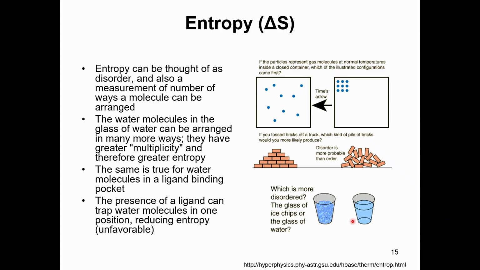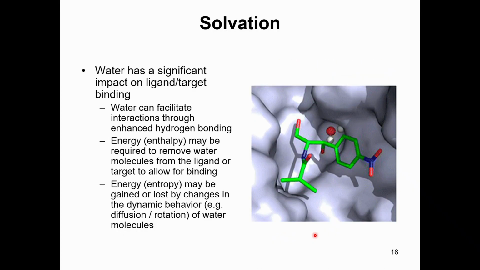Here's a glass of ice. Here's a glass of water after the ice is melted. Which one do you think has more order? What do you guys think? Glass of ice or a glass of water? The ice, yeah. So in this case, what is ice? It's a crystal, right? So they're going to be highly ordered there. So it really changes. But these are just to get a feel for the entropy term.